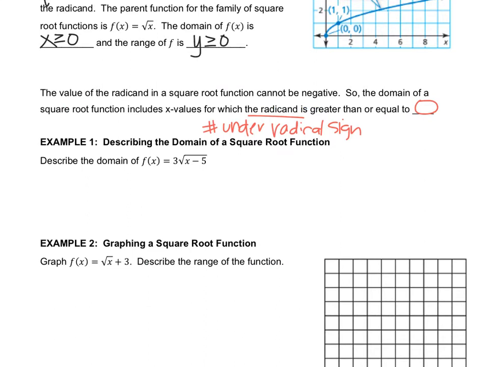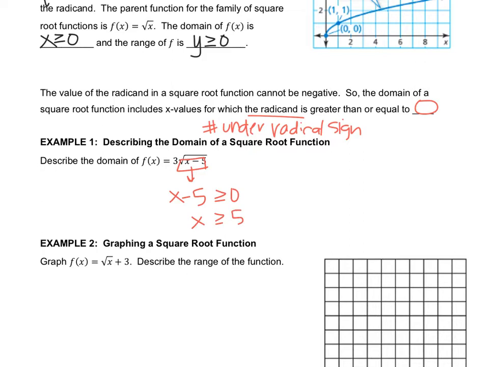So then you say to yourself, well, how do I know what the domain is? Well, you ignore all the stuff in the function, and if we look at example 1, we're going to ignore all the numbers that are not underneath the radical. So in this case, it's just the 3 that we're going to ignore, and we're just going to look at x minus 5. So the rule is that the number under the radical sign has to be greater than or equal to 0. So we want to see when x minus 5 becomes greater than or equal to 0. You can easily solve that.